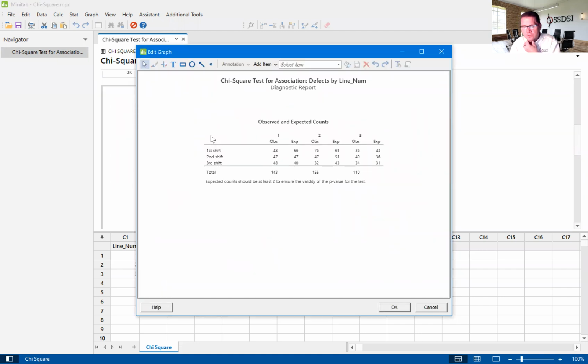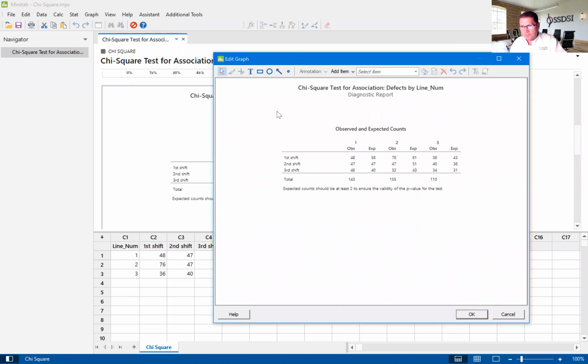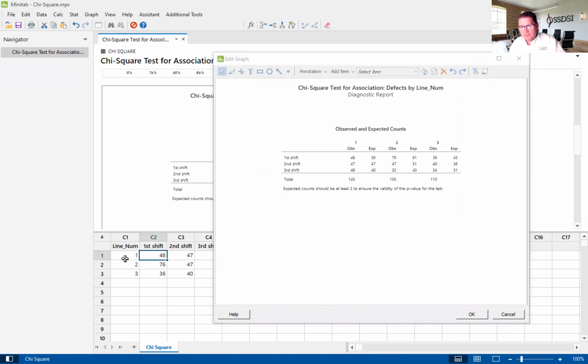Okay, so we go into our diagnostic report, and this gives us what's called observed and expected counts. Okay, the observed count is actually what was observed in the data. For example, shift one, all right, and line one. Okay, so that would be shift one, and that would be line one. It gave us an observation of 48. Minitab does some calculations in the background, all right? And it determines what it expected that number to be, okay? And the farther that the expected moves away from the observed, there is something specifically causing that. There is something statistically significant to say that maybe that first shift is different than the other shifts.